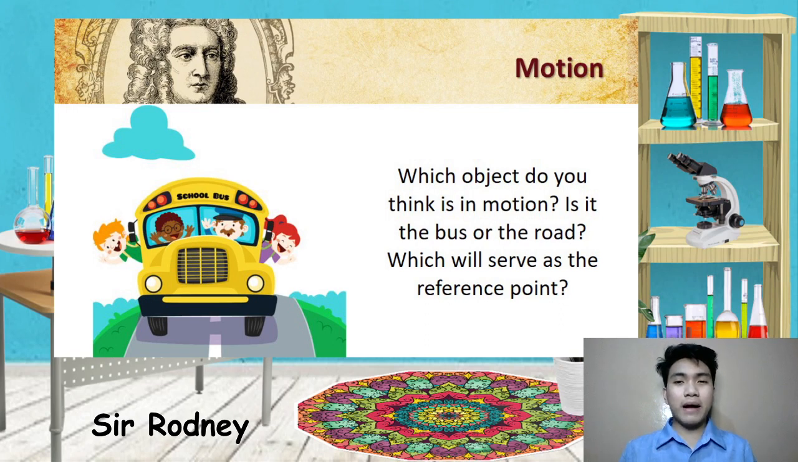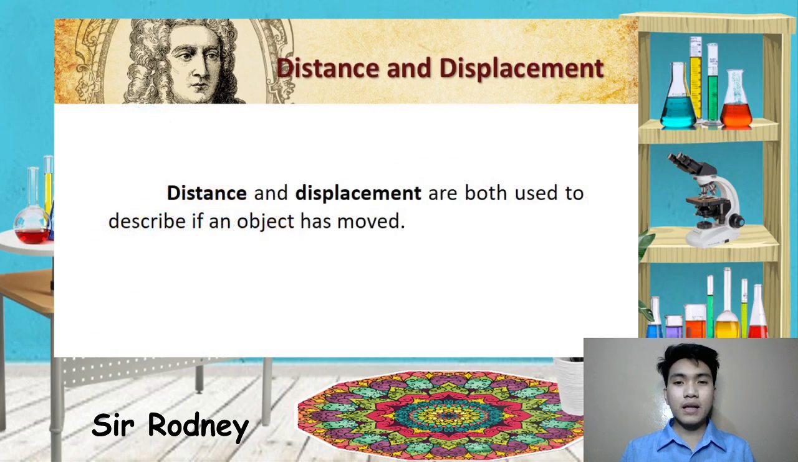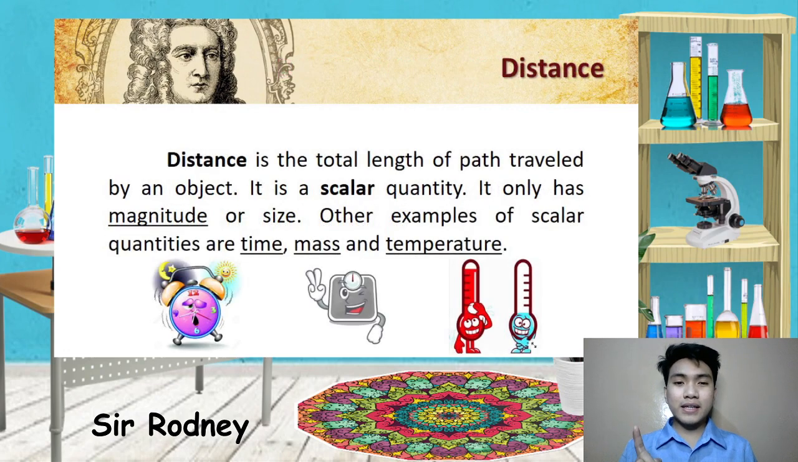Let's discuss distance and displacement. Distance and displacement are both used to describe if an object has moved. Let's define distance first. Distance is the total length of path traveled by an object. It is a scalar quantity.